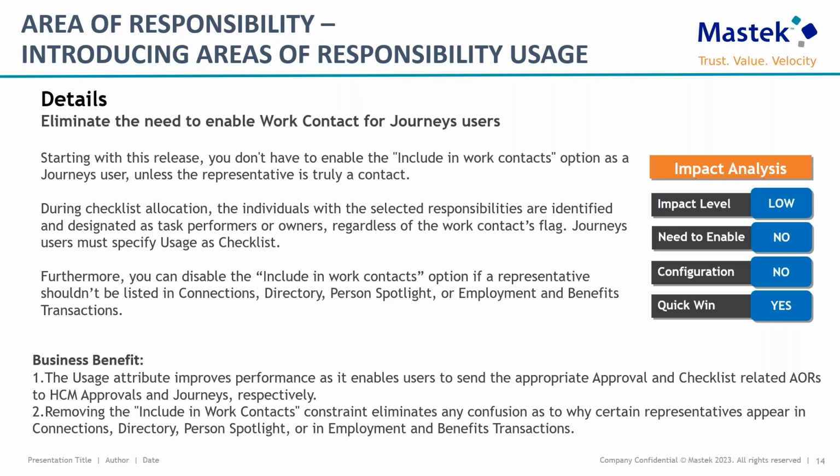So the takeaway for you here is the business usage attribute improves performance as it enables users to send the appropriate approvals and checklist related AOs to approvals and journeys respectively. And the second is removing the include in worker contacts constraints eliminates any confusion as to why certain representatives appear in connections.